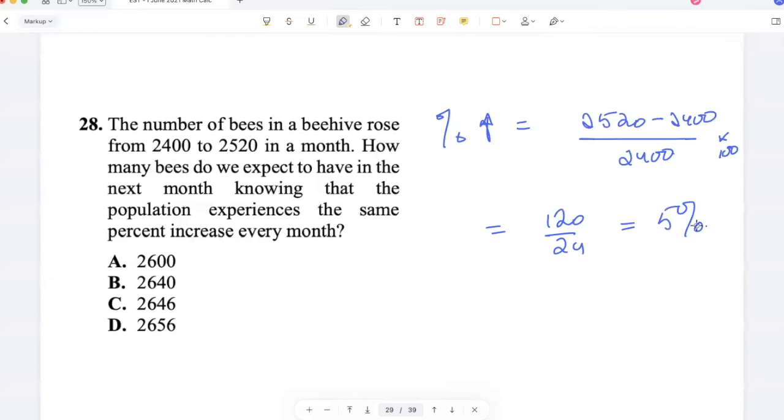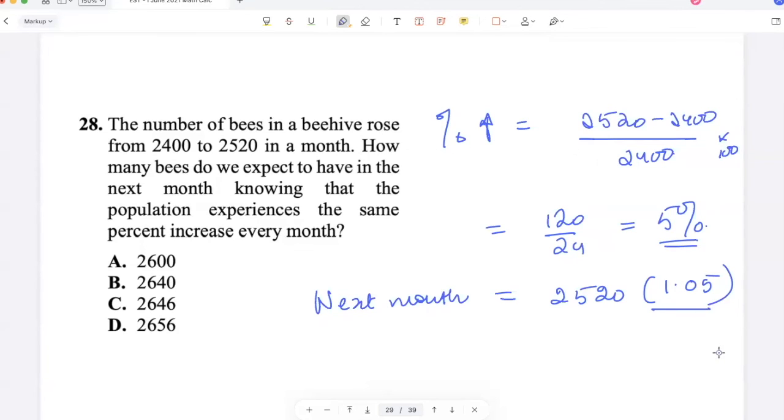So next month, the population would be 2,520 multiplied by 1.05, because a 5% increase would mean that we multiply it by 1.05. So let's just plug that in. 2,520 multiplied by 1.05. So that's 2646. 2646, option C.